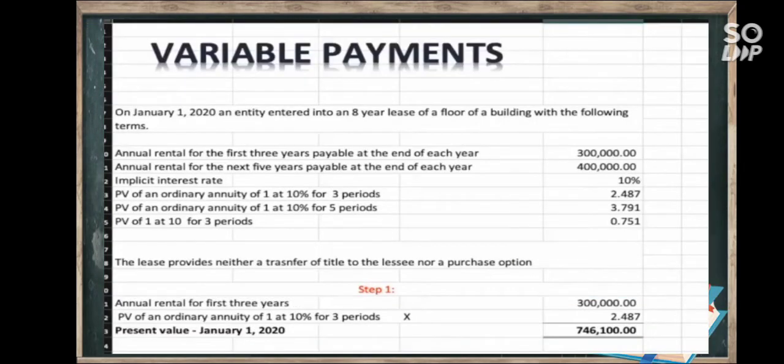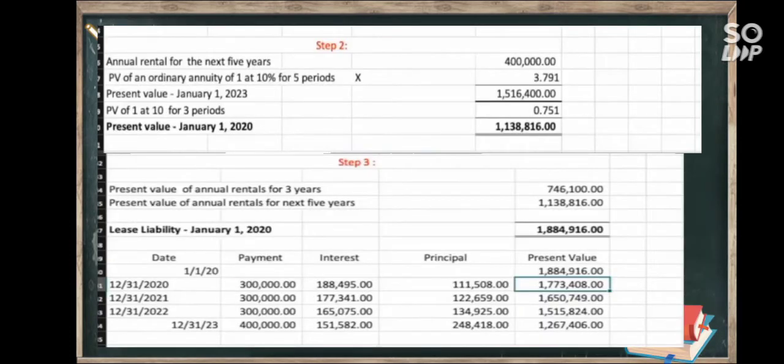Step 3, add the result of step 1, which is 746,100, and the result of step 2. Present value of annual rentals for 3 years is 746,100. Present value of annual rentals for the next 5 years is 1,138,916. We add the two. The result is the lease liability for January 1, 2020, which is 1,884,916.